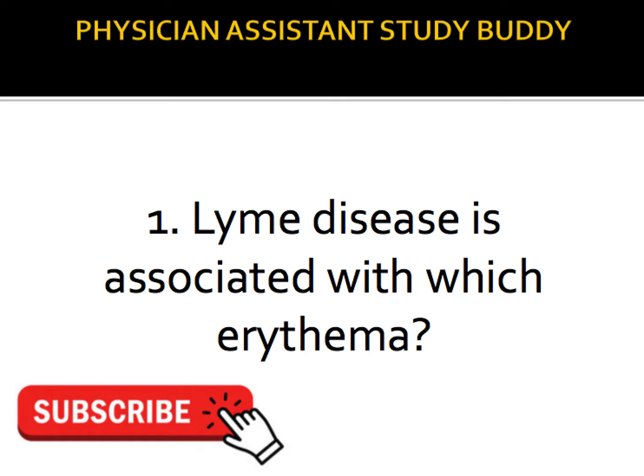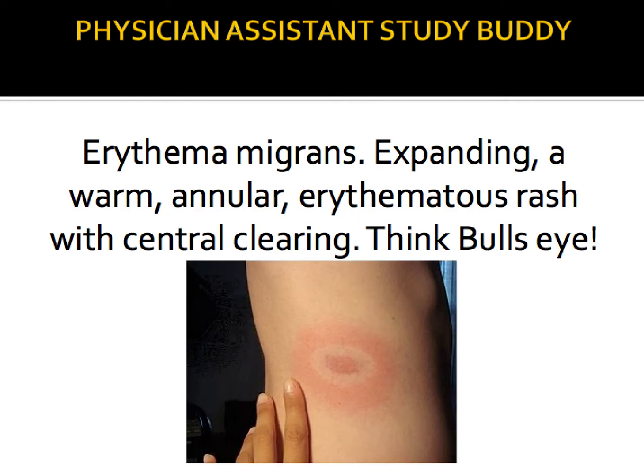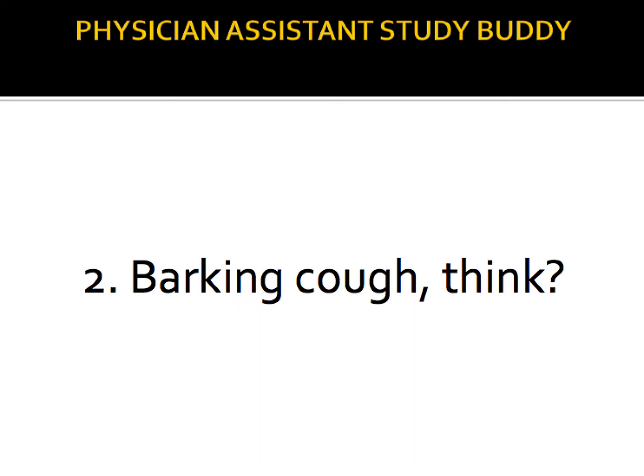So the first question is, Lyme disease is associated with which erythema? This would be erythema migrans. It's the expanding, warm, annular, meaning circular, erythematous rash with a central clearing. So think bullseye. If they say bullseye rash, you should be thinking erythema migrans. Should be associating that with the Lyme disease.